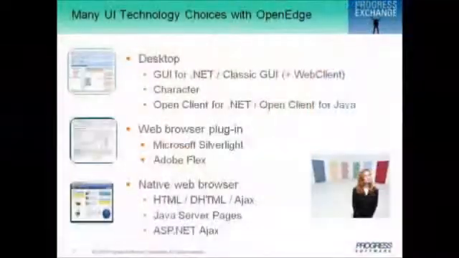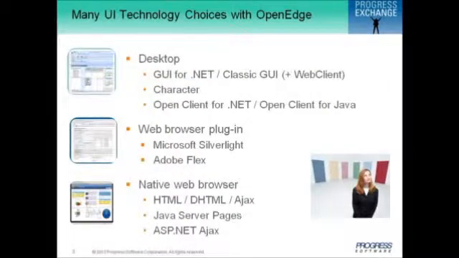With GUI and GUI for .NET, you can use OpenEdge Web Client to automate the deployment and update of your application over the web. You can also build a .NET or Java client outside of OpenEdge and use the OpenEdge Open Client product to access data and logic on the OpenEdge app server. ProxyGen generates client-specific proxies for deployment with your .NET or Java clients.